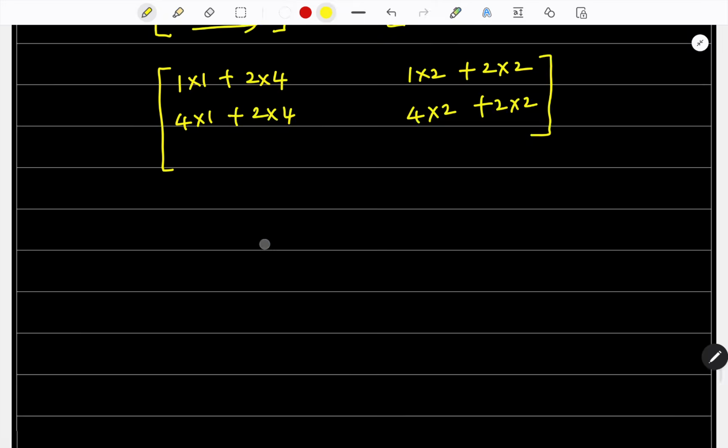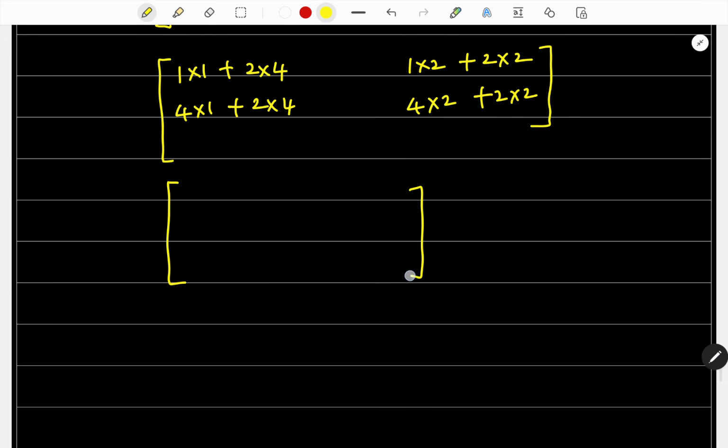Okay, right. So let me simplify. There is no minus plus. Easy to simplify. 4 into 2, 8 plus 1 is 9. 4 plus 2, 6. And this is 4 plus 8, which is 12. This is 4 plus 4, which is 8. So let me check whether this A square is correct from the calculator.